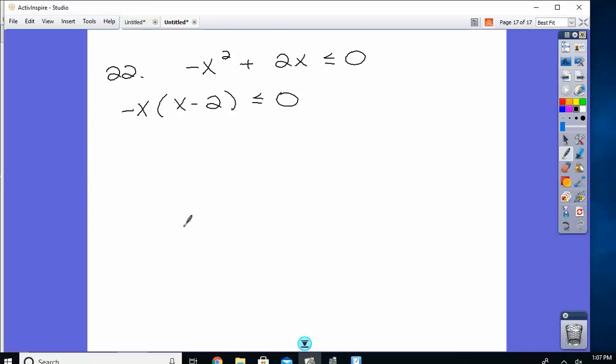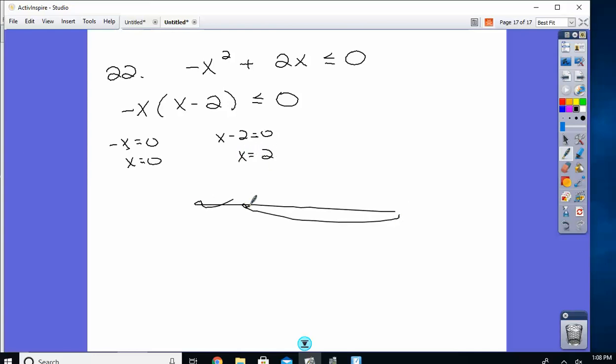So if this were an equal to, at this point you would set each one equal to 0. So that is exactly what we are going to do right now. If I set negative x equal to 0, we get just 0. If I set x minus 2 equal to 0, we get 2. So there's something, it's a new board and I don't know what the deal is.